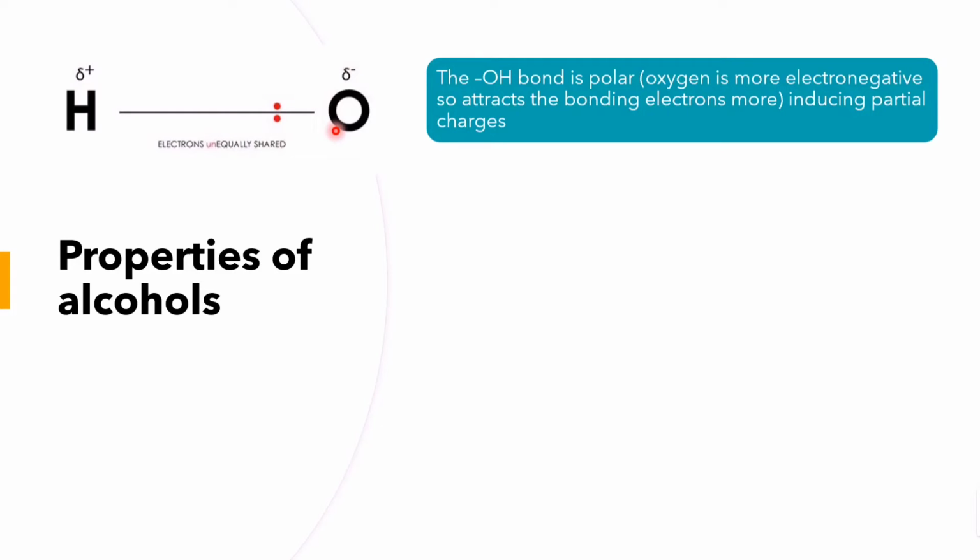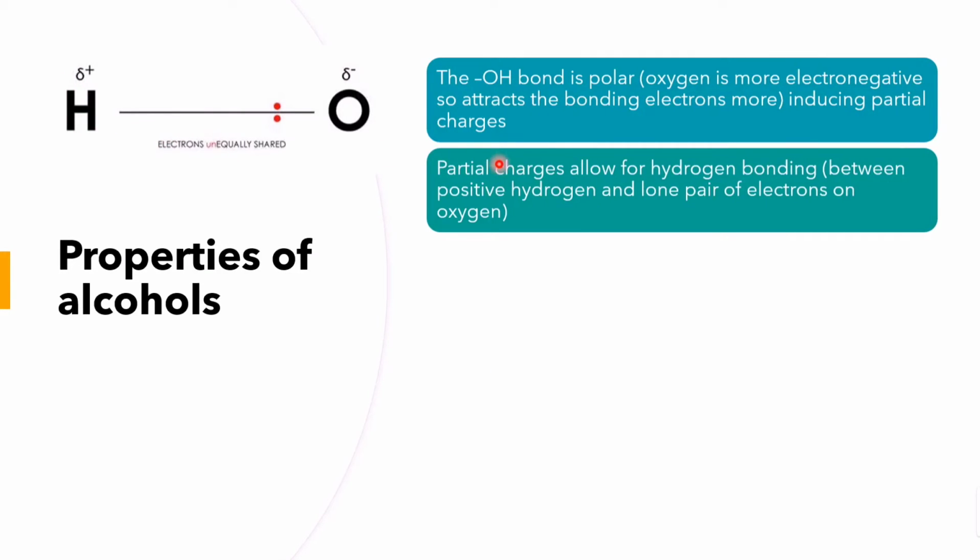Because our oxygen attracts these electrons more, the electrons will be closer and around this oxygen more often than the hydrogen, inducing partial charges. So our oxygen will gain a delta negative, a partial negative charge because the electrons are closer to it and around it more, while our hydrogen will gain a delta positive charge, a partial positive, because the electrons are not around it as much, they're further away. And it is these partial charges that allow for hydrogen bonding.